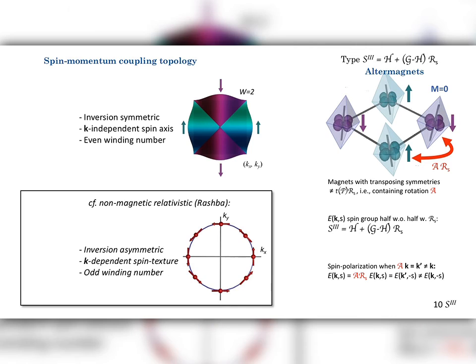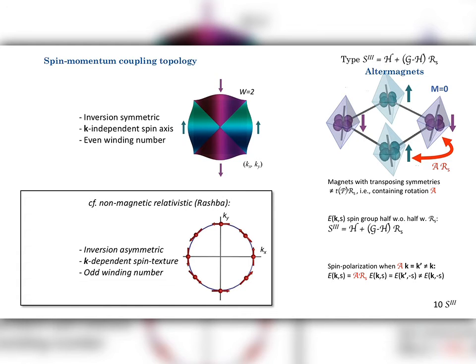Now here is the time to compare this spin momentum coupling in these non-relativistic altermagnets with the spin momentum coupling we might be more familiar with, and that is resulting from the breaking of the inversion symmetry and adding relativistic spin orbit coupling. So the typical example is the non-magnetic relativistic Rashba spin orbit coupling, and what you see here is that the band structure is inversion asymmetric. When we go from one momentum to the opposite, also the spin flips. So this is distinct from the spin-momentum coupling in our altermagnets, which are inversion symmetric.